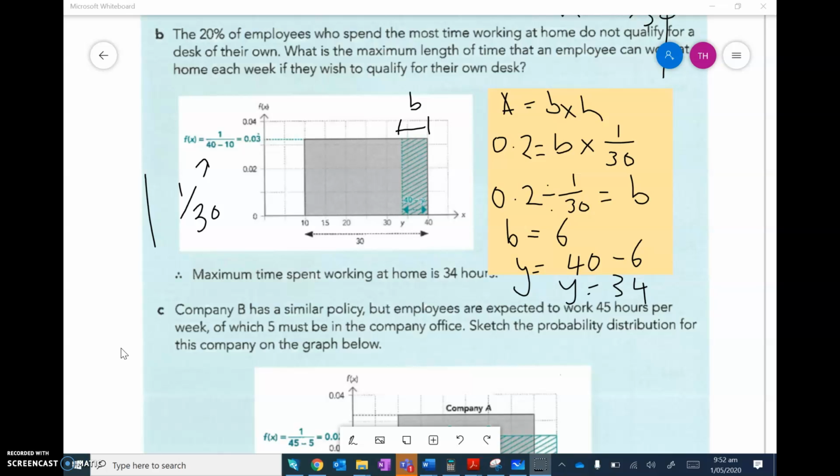Okay, I'm just rereading this question. And a maximum time working at home of 34 hours does not make any sense, because they have to spend at least 10 of their 40 hours in the office, which means the maximum time working at home is 30 hours. This grey part here represents how much extra time they spend working in the office, not how much time they spend working at home. So this example isn't quite right.